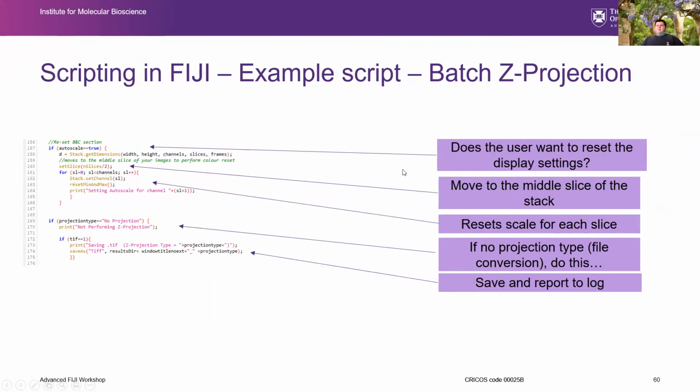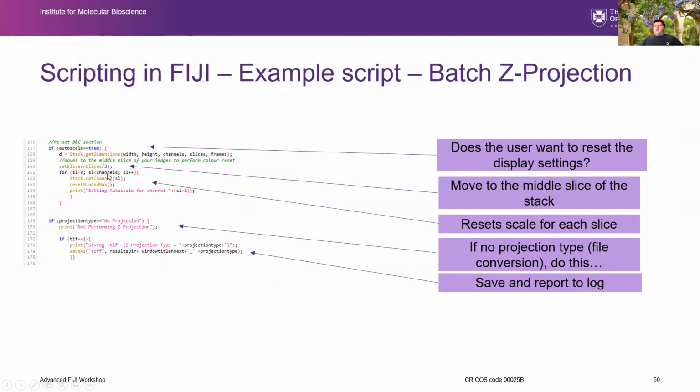Now, did the user define that they want to reset display settings? So if they did, then what we do is we get the stack dimensions, we move to the middle of the stack, and we go through each channel where we reset min and max intensity. And we print that we've set auto scale for what channel. So it looks for how many channels there are, and it works through those number of channels. So if you have one channel, it'll do it once. 3 channels, it does it 3 times.